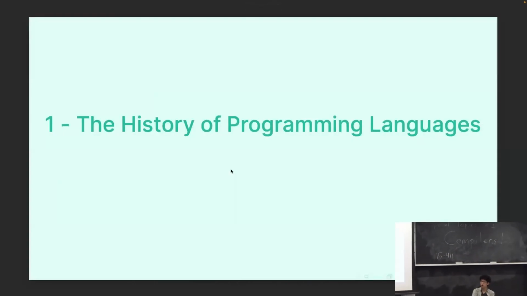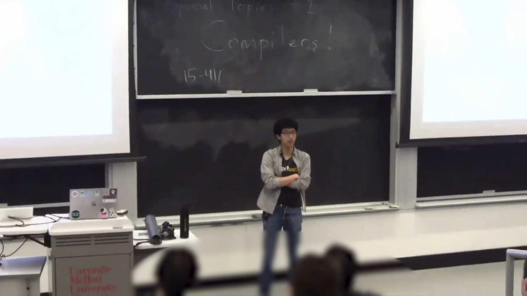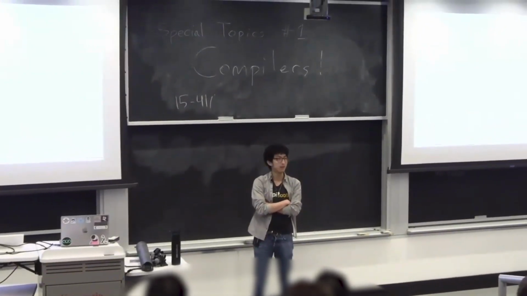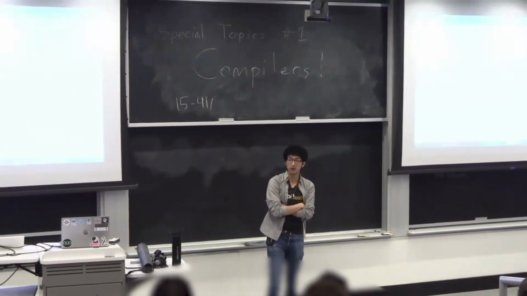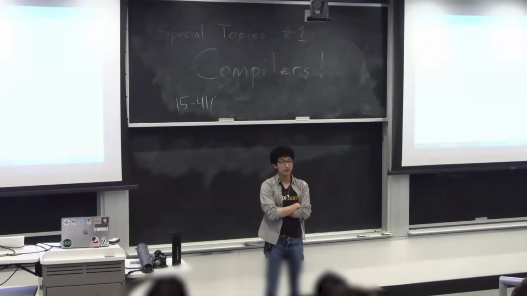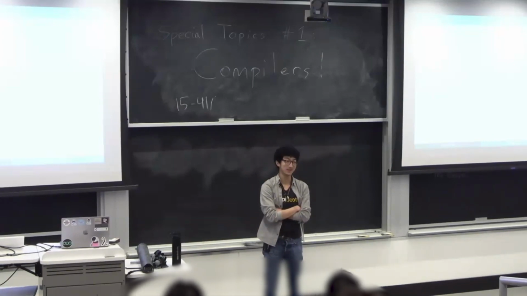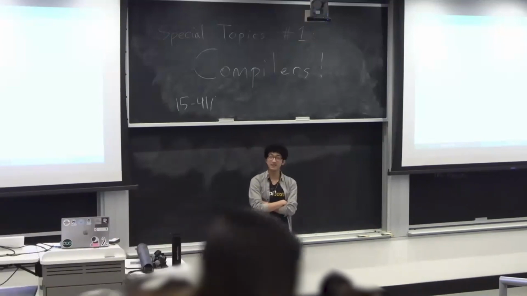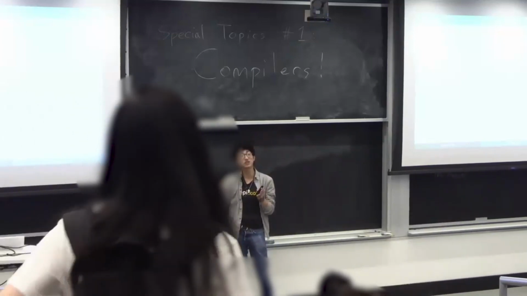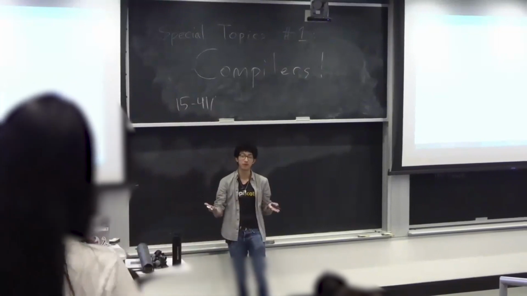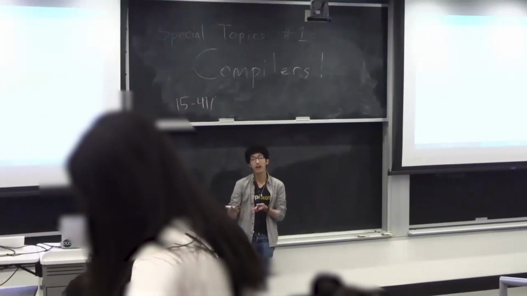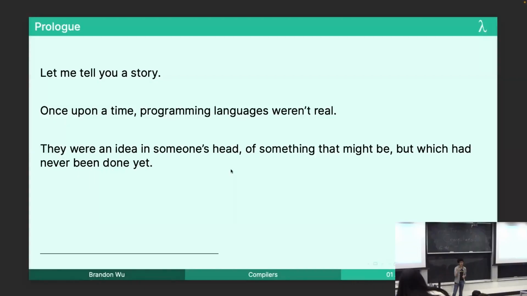The history of programming languages. Well, actually, I had to look on Wikipedia for quite a bit to figure out this story myself. But let me tell you a story. So one day in the far, far past, a long time ago, programming languages were not real. Programming languages did not exist. And they were an idea, you see. People thought, what if I had... actually, most people didn't think, but some very smart people were like, what if we had programming languages? But they still weren't real, okay?